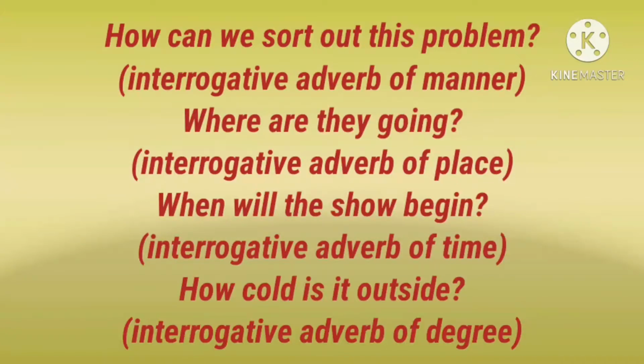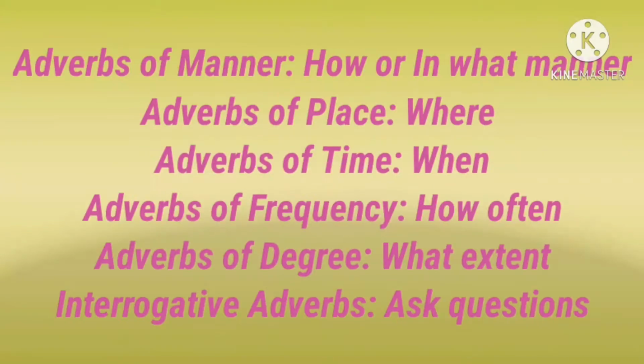So, interrogative adverbs are used to ask questions. Adverbs of manner tell you how or in what manner the action is performed. Adverbs of place tell you where the action takes place. Adverbs of time tell you when the action takes place. Adverbs of frequency tell you how often the action is performed. Adverbs of degree show to what extent a quality is possessed by a person or thing. Last, interrogative adverbs are used to ask questions.